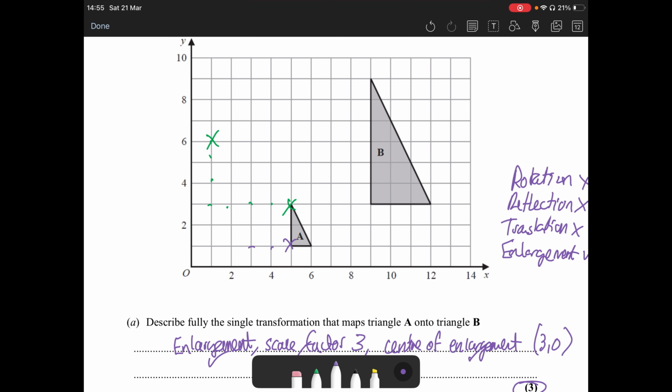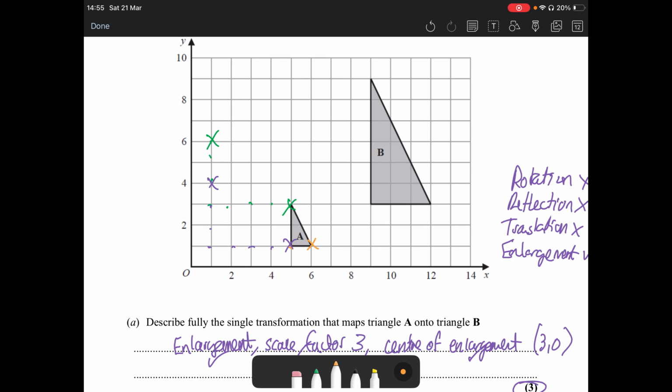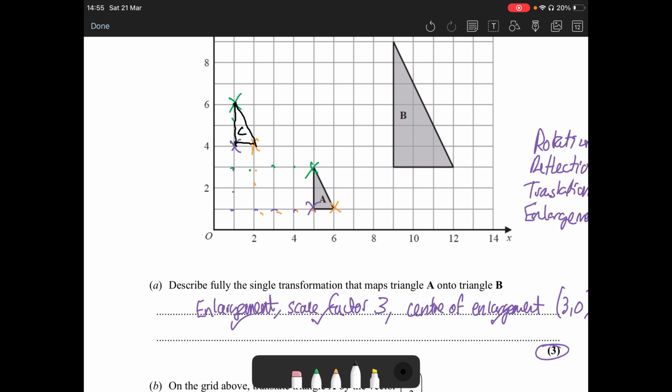So 1, 2, 3, 4. 1, 2, 3 goes there. Bottom right corner or vertex. 1, 2, 3, 4. 1, 2, 3. Yeah, look. And that's where your resulting triangle is going to go. Obviously, use a ruler here. I'm on an iPad, which makes it challenging. And that's C. That's C.